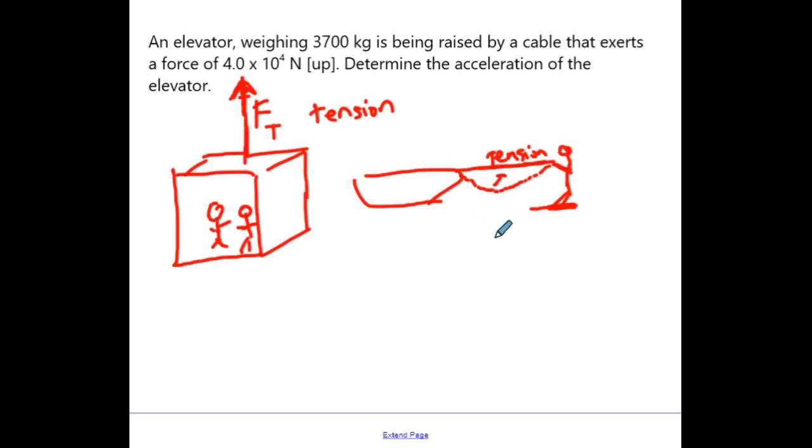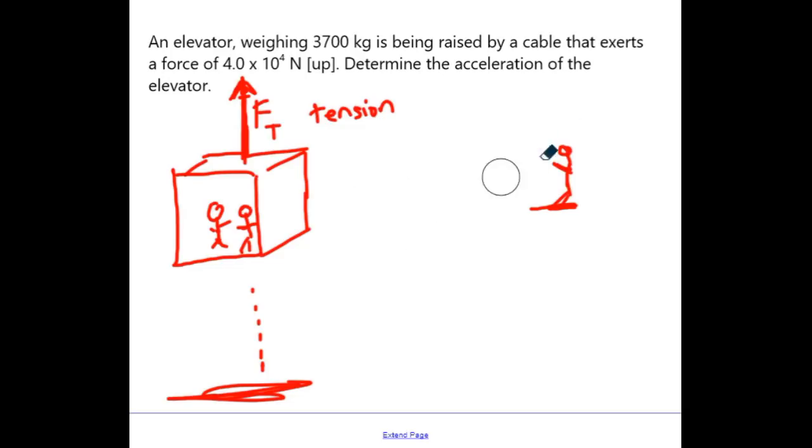We like to have our ropes usually fairly tight, especially if these ropes are holding up a big metal box that we're standing inside that we could plummet down to our deaths in, right? So we want tension in this rope. Anyways, that was my long way of pointing out that this number right here, this 4.0 times 10 to the 4 Newton number, we could describe as a tension. Okay, and it says that the elevator weighs 3,700 kilograms.